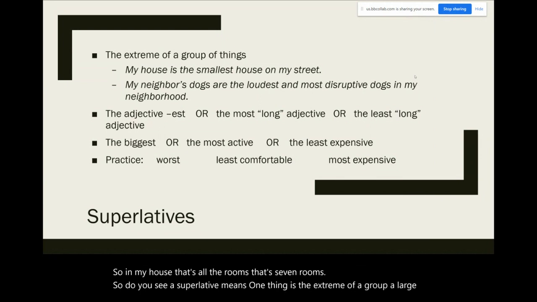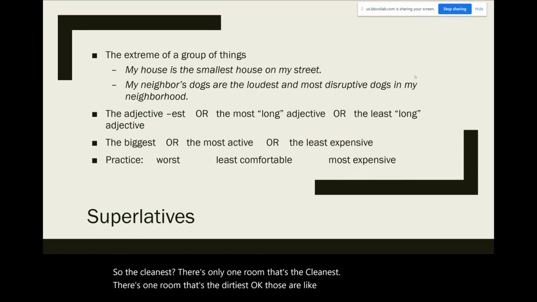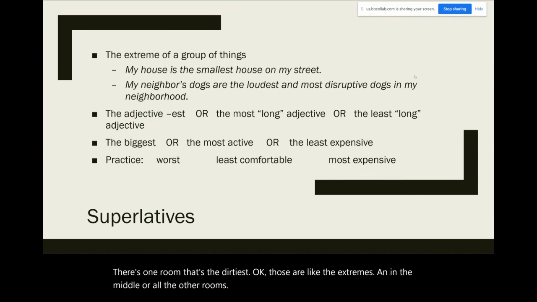So you see a superlative means one thing is the extreme of a large group of things. So the cleanest, there's only one room that's the cleanest. There's one room that's the dirtiest. Those are like the extremes. And in the middle are all the other rooms, kind of clean or kind of dirty.